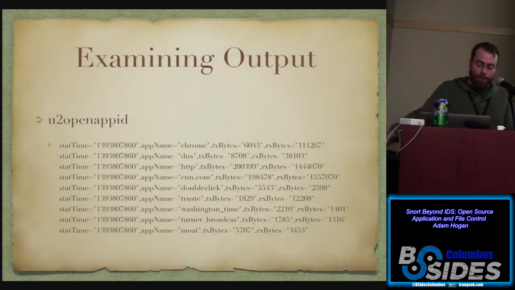But after that, a bunch of other connections happen. You can see there's DoubleClick, there's TrustE, there's Washington Times, there's Turner Broadcasting, there's Moat. I don't even know what it is. I'm sure it's some sort of advertising nonsense, right? So you see all that identified from what was actually just going out to one web page. And you start to get these sorts of statistics back.